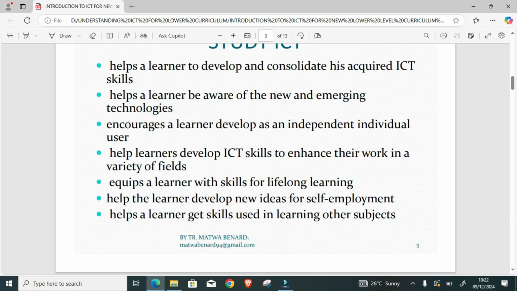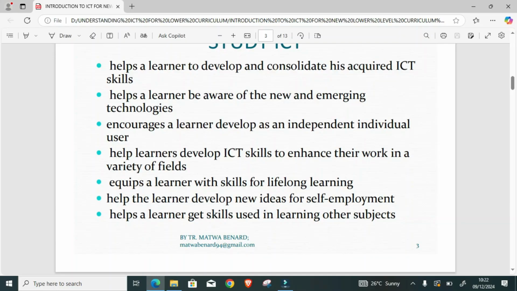Another one, it equips the learner with the skills for long life. What you learn from it, you can never forget. You will continuously be with that inside. Another one, it helps the learner to develop new ideas for self-employment. Self-employment is simply a learner devising means to look for ways of living through the use of ICT.